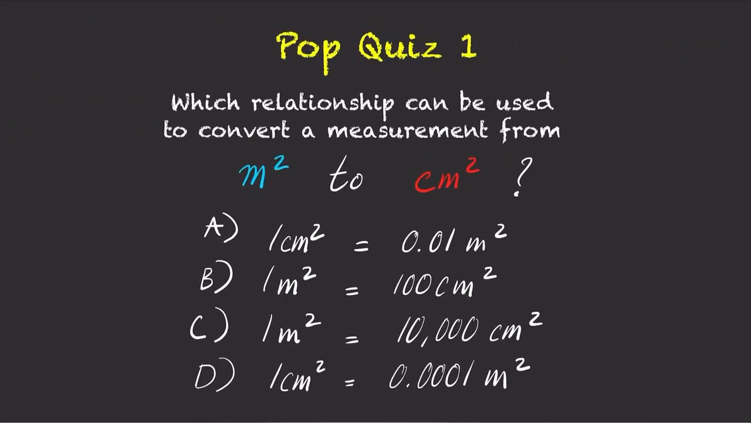Pop quiz. Which relationship can be used to convert a measurement from meter squared to centimeter squared? A, 1 centimeter squared equals 0.01 meter squared. B, 1 meter squared equals 100 centimeters squared. C, 1 meter squared equals 10,000 centimeters squared. Or D, 1 centimeter squared equals 0.0001 meters squared.